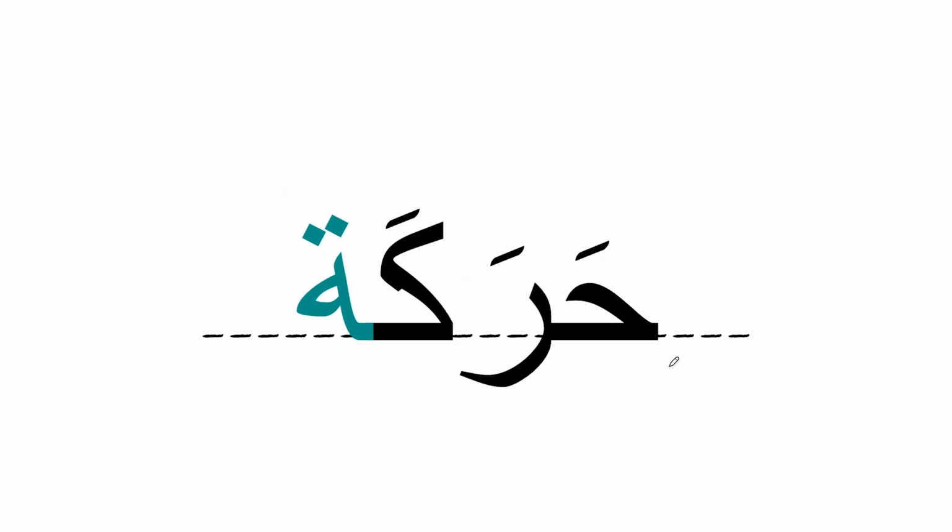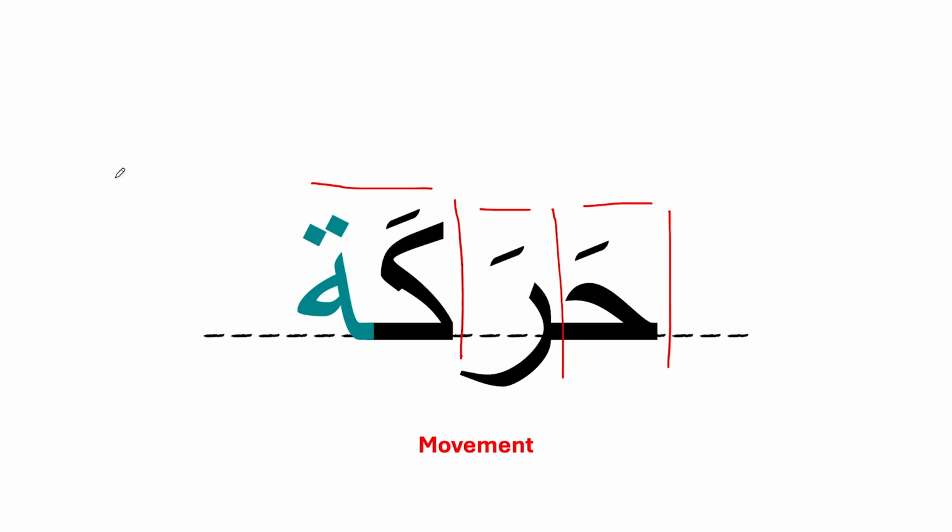Here I have a fatha, so I'll put a partition. Here I have another fatha, so another partition. And here I have another fatha, so that's a third partition. And that would be ha, ra, ka, haraka. And haraka means a movement.